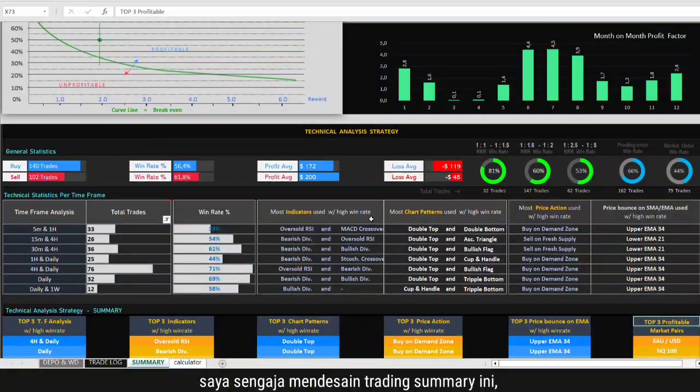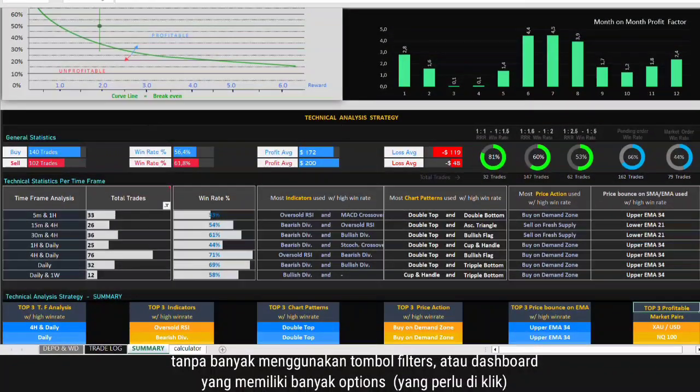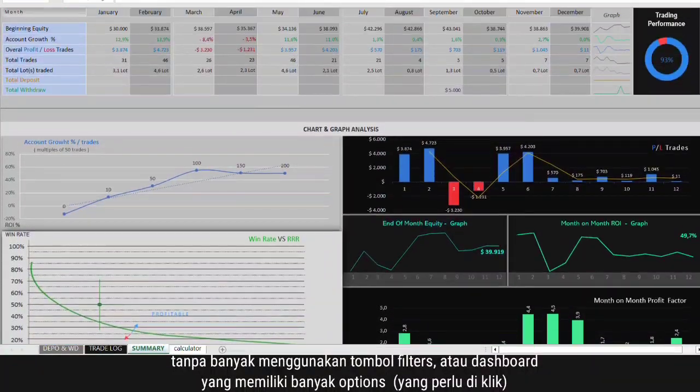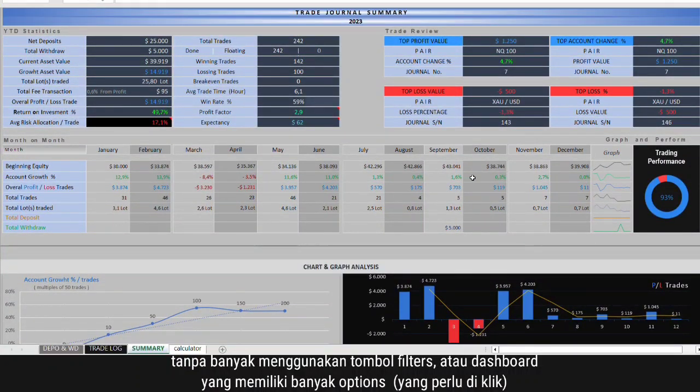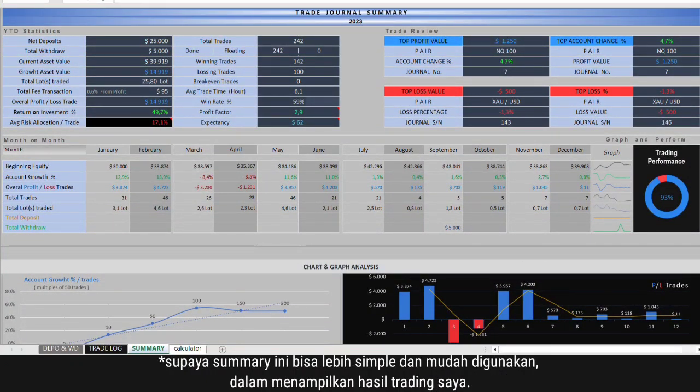And I purposely designed this summary without a lot of filter buttons or dashboards with a lot of options and settings, just to make it easier to see the results of my trading.